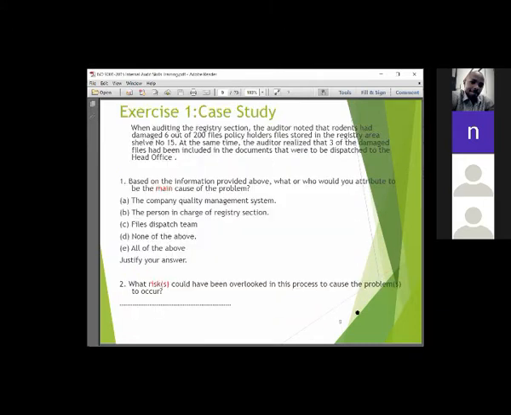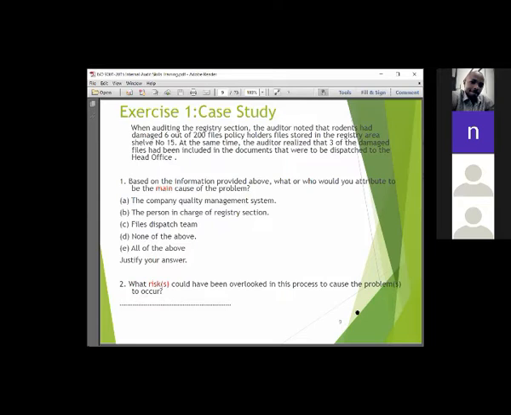We have to interact again here. So the case study is about auditing. You are auditing the registry section. The auditor notes that rodents had damaged 6 out of 200 policy folder files. Those are hard copies stored in the registry area, shelf number 15. At the same time, the auditor realized that 3 of the damaged files had been included in the documents that were to be dispatched to the head office. So maybe there was a request for those files.